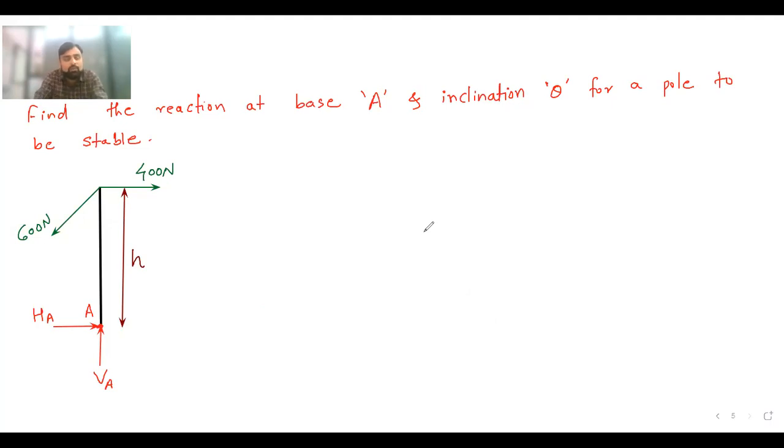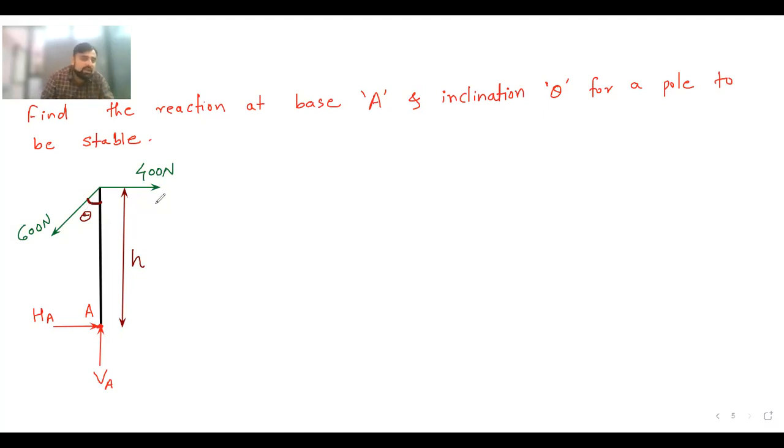Now we have to solve this numerical. So this angle given to us is theta. Now we need to find out the reactions. The question asks to find the reactions at base A and inclination theta. So you have to find out what is HA, what is VA, and then theta. So how to solve this?